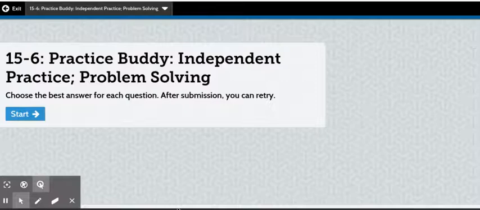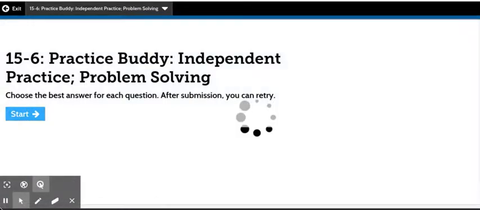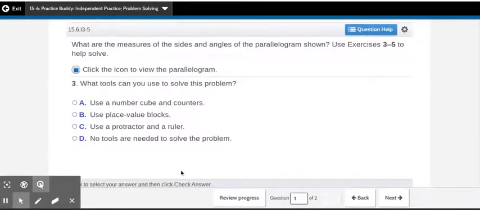Hello, super friends. Just as a reminder, we're on lesson 15-6, Practice Buddy Independent Practice, and we will be problem solving. Our first question asks, what are the measures of the sides and angles of a parallelogram? Use exercises 3 through 5 to help solve. Click the icon to view the parallelogram.